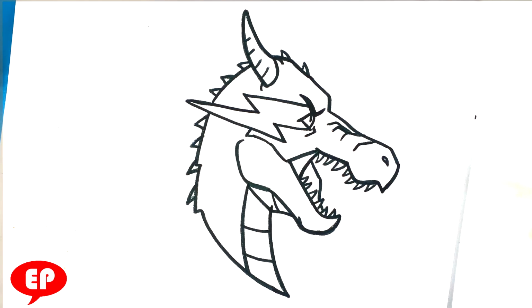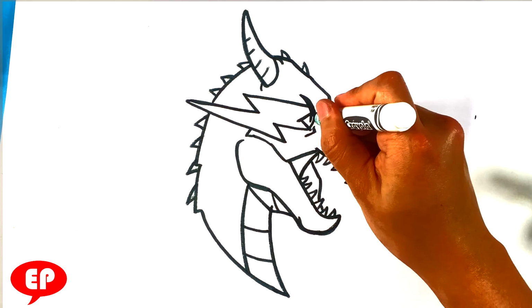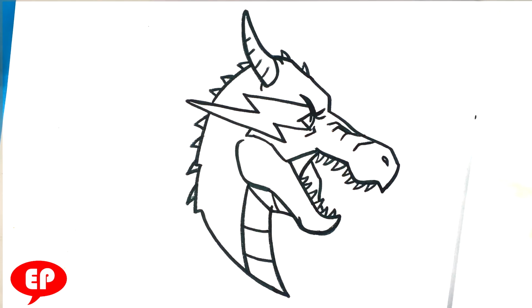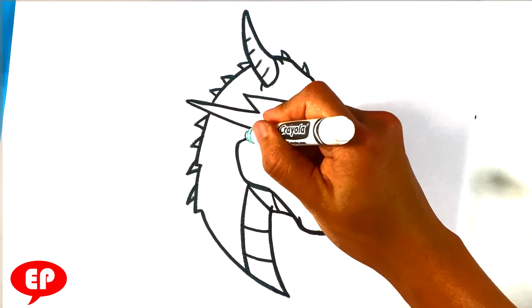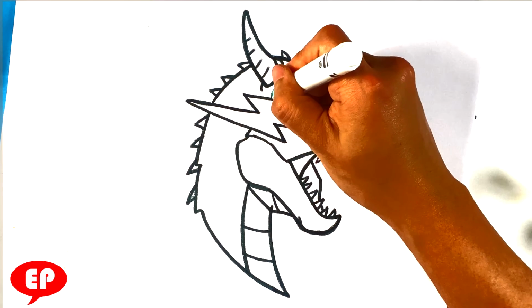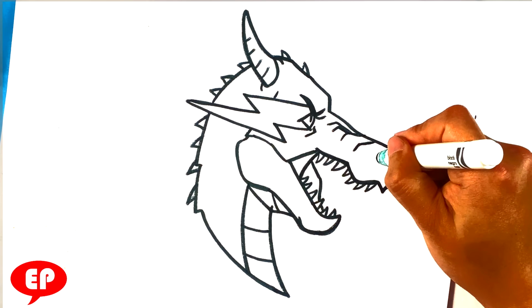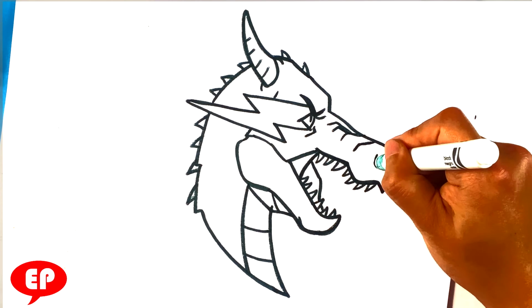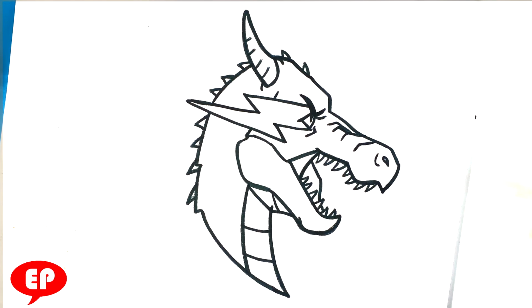Line there. And maybe a line coming from the eye out a little bit. I want him angrier, right? That anger look looks pretty cool. Closing that off there. And line here. Small line here for kind of the outside of that nostril.